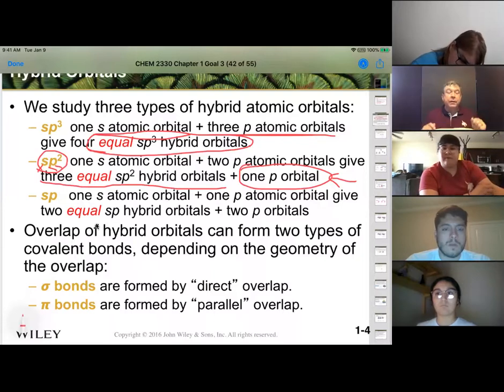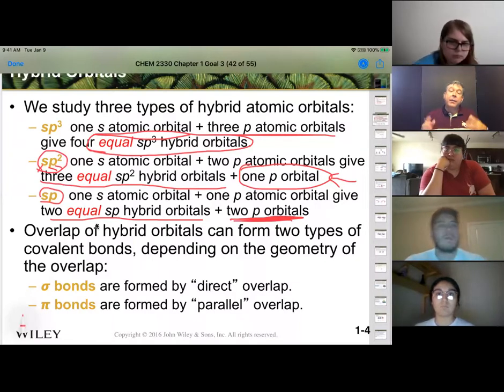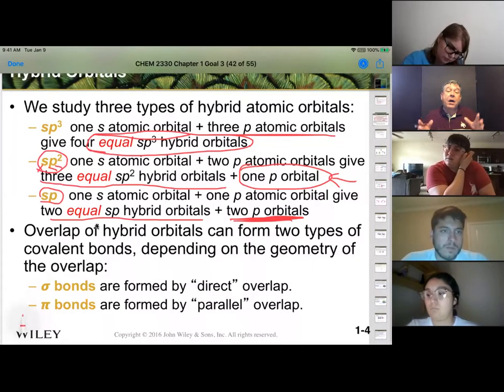Okay, and if we only take one of those p orbitals, we're going to get an s and p together, which gives us 2 equal orbitals, but then at least 2 p orbitals available to do bonding. Okay. So now that we have those different orbitals, the different types of orbitals actually bond in a different way.